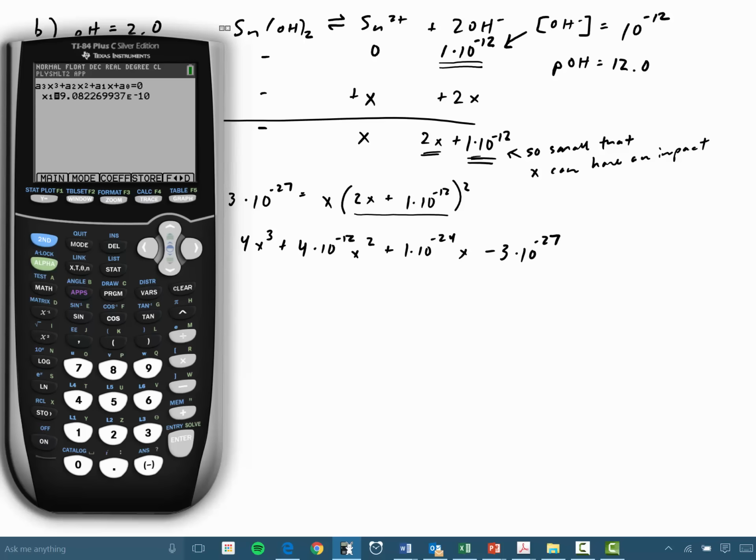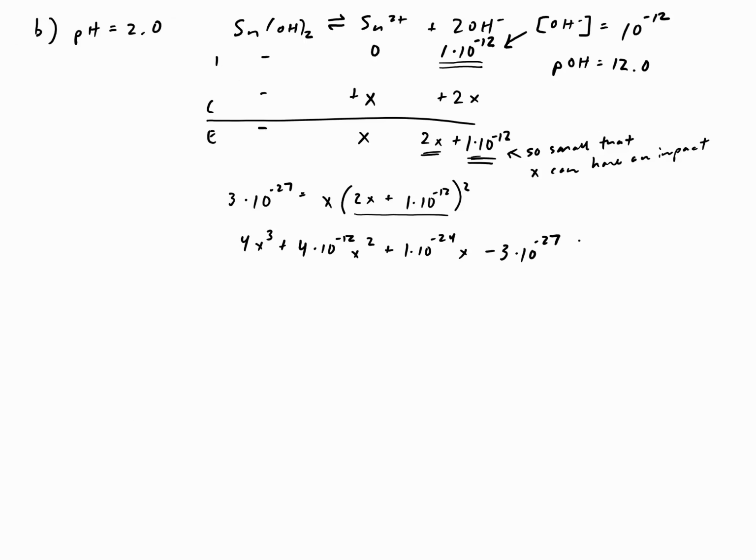Okay, and then there's my answers. So I get 9.1, or actually it's 9 because this number only has one sig fig, times 10 to the negative 10th. So my solubility is 9 times 10 to the negative 10th moles per liter.